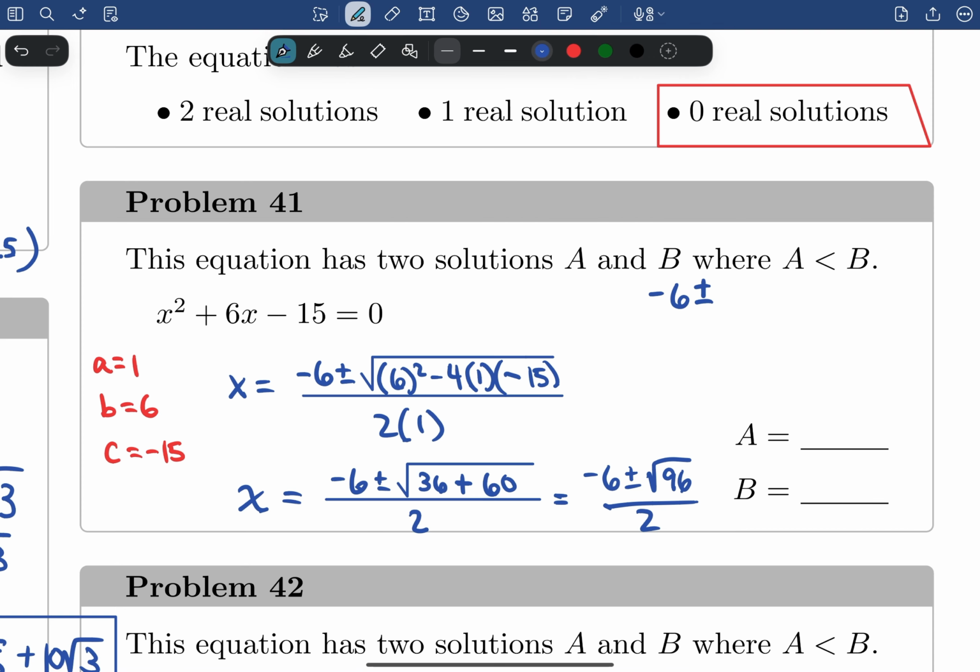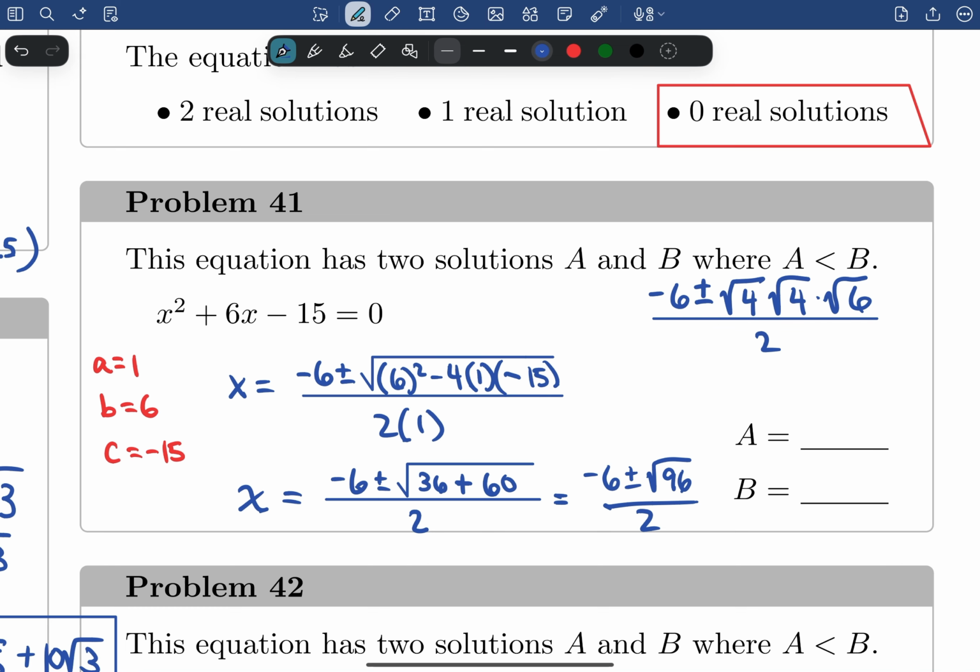Negative 6 plus or minus, and the square root of 96 can be broken down into the square root of 4 times the square root of 24. So there you go. Got that. And does it break down even further? Like 24, is it a multiple of a perfect square? Well, yeah, it's a multiple of 4. So I could break 24 into the square root of 4 times the square root of 6.